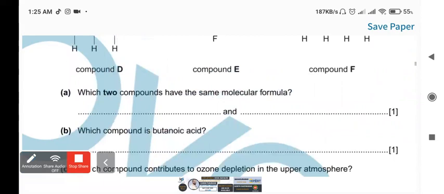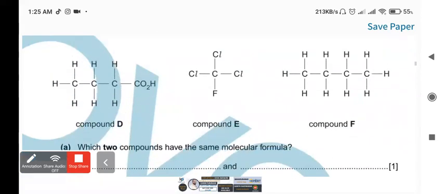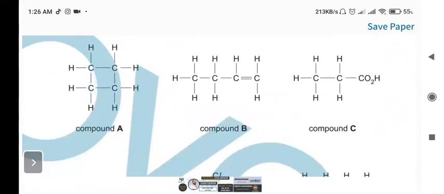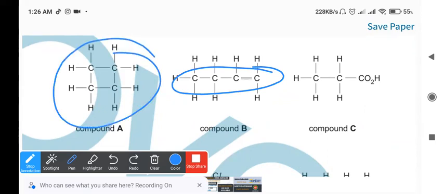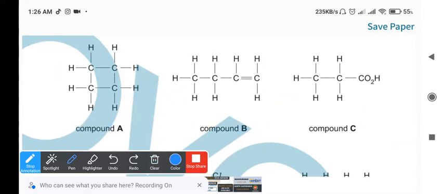What is the question? Which two compounds have the same molecular formula? Let's just count the number of atoms. This compound has the formula C4H8. This compound also has the formula C4H8. So they have the same molecular formula. Now, what is a molecular formula? A molecular formula tells you only which atoms are present and how many atoms. So here, carbon and hydrogen, and we have four carbon atoms and eight hydrogen atoms. The same goes for compound B.